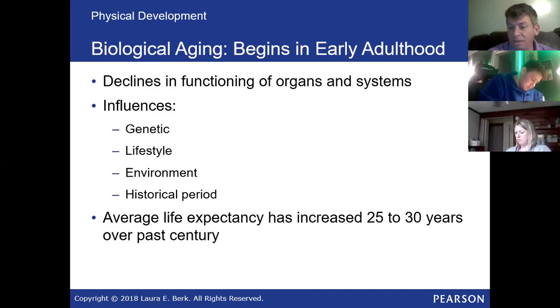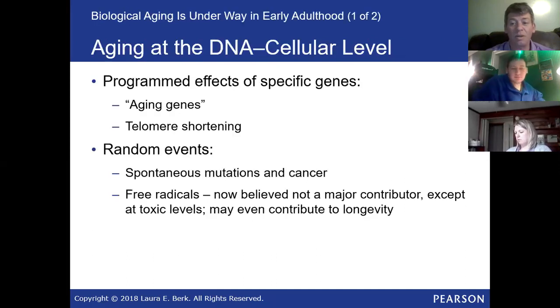What are the influences to these declines? Our genes, our lifestyle, the environment we live in, and historical period. For example, we've seen an increase in average life expectancy of 25 to 30 years just over the past century.